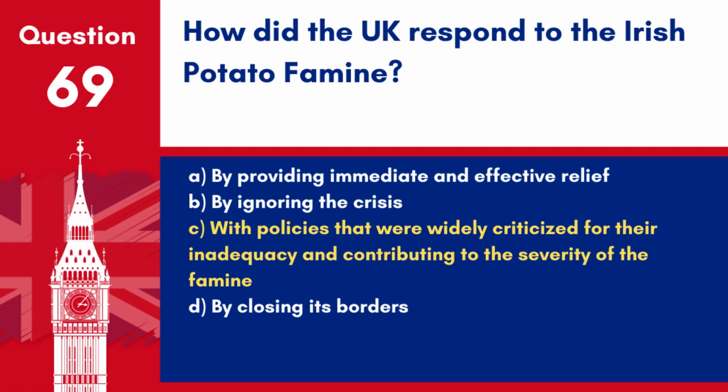Answer: C. With policies that were widely criticised for their inadequacy and contributing to the severity of the famine. The British government's response to the Irish potato famine in the mid-19th century is often criticised for being slow and insufficient, exacerbating the disaster that led to mass starvation and emigration.